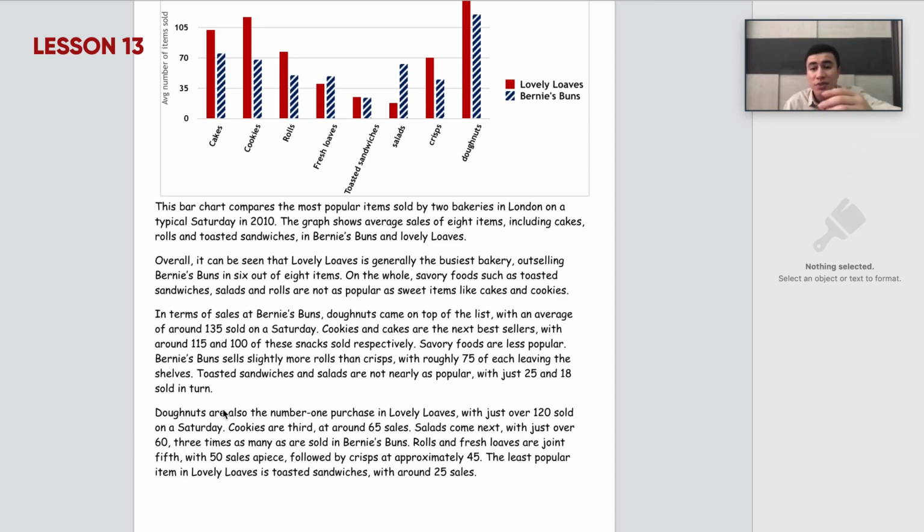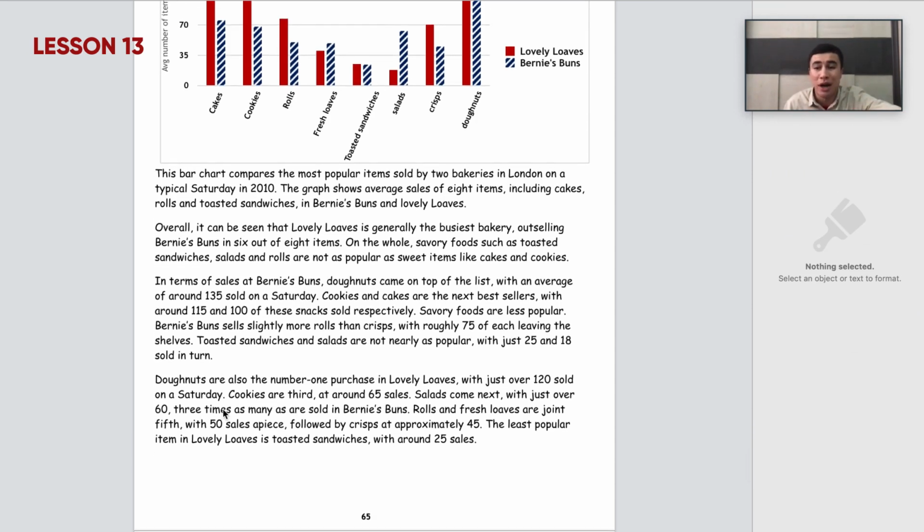Now, second paragraph of our body. Donuts are also the number one purchase in Lovely Loaves, with just over 120 sold on a Saturday. Cookies are served at around 65 sales. Salads come next with just over 60, 3 times as many as are sold in Bernie's Buns. So you see comparisons: 3 times, like twice.